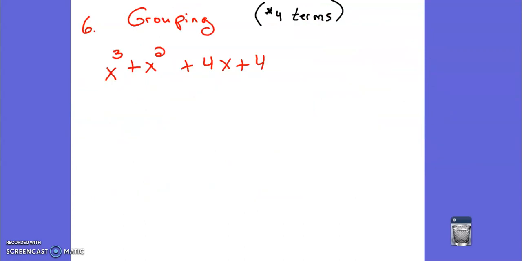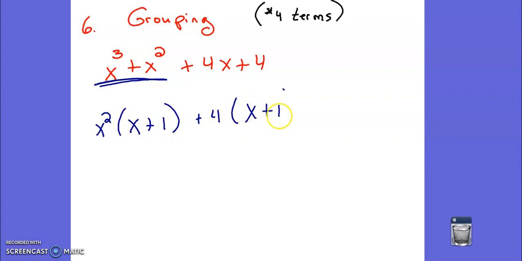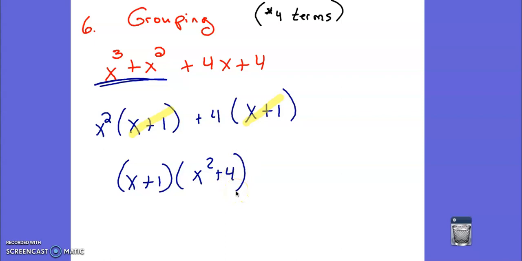Grouping is the next to last method. You do this with 4 terms. And again, we kind of already covered it. So you look at the first 2 terms. What's common between that is x squared. And look at the next 2 terms. It's a 4. And then notice these will have something in common. And then what remains is x squared plus 4. And this cannot be factored anymore, so that's the final answer for grouping.